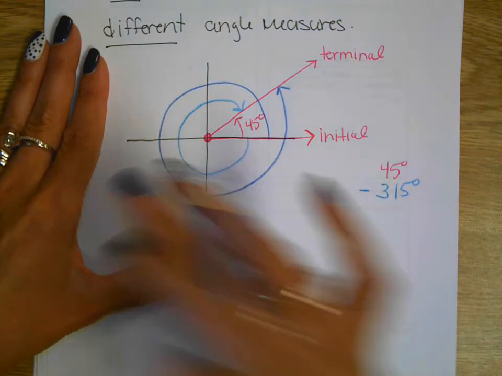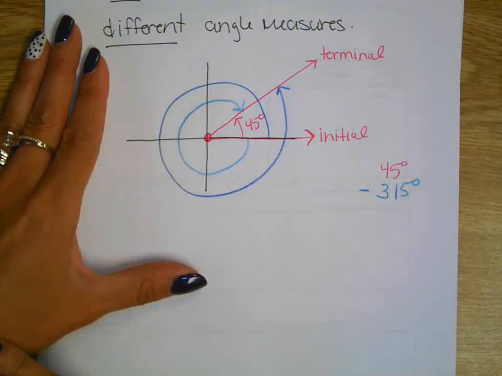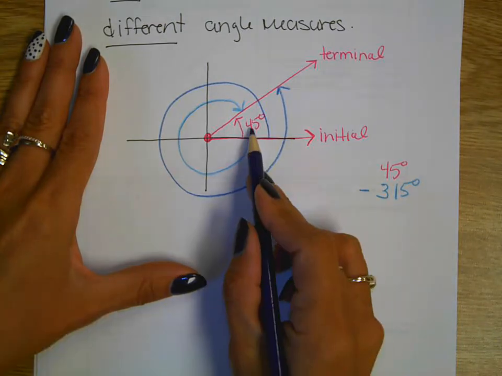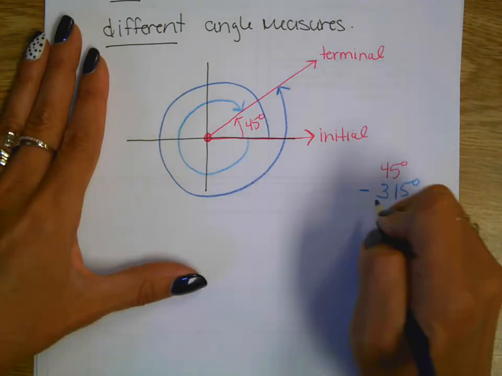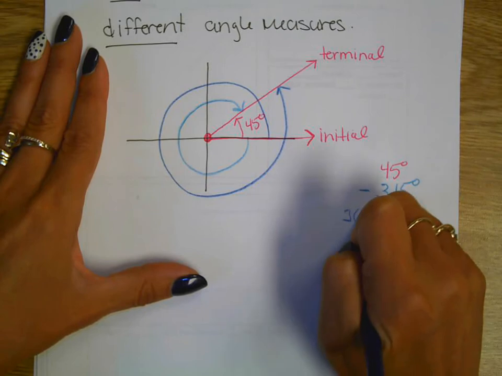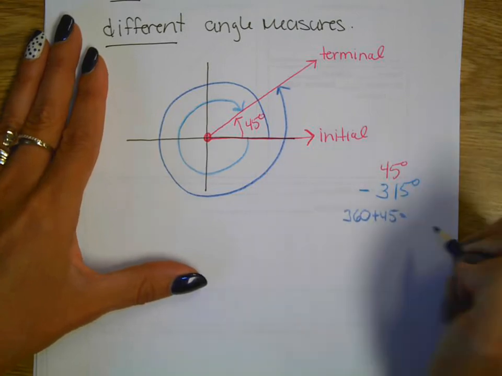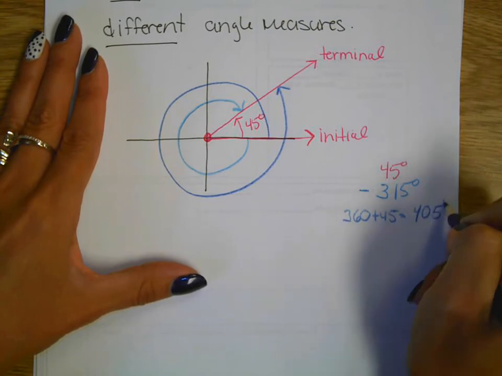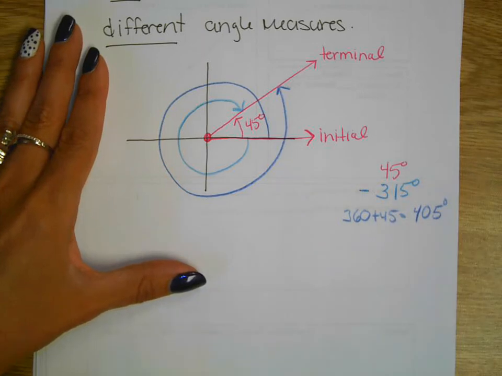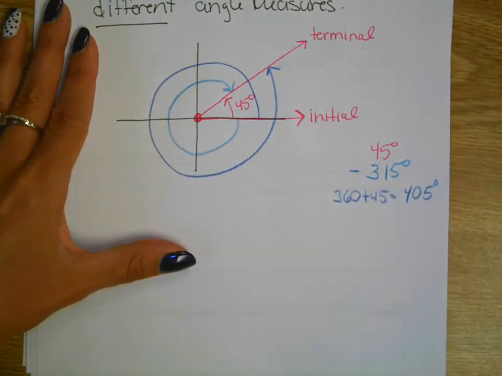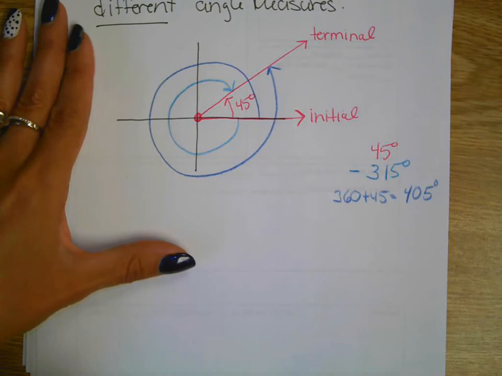How do we figure that out? What did you do to figure that out? Add 360 to the 45, because it was a positive direction. That's 405. So we've got 3. Give me one more. Coterminal at 45 degrees. What else can we do?